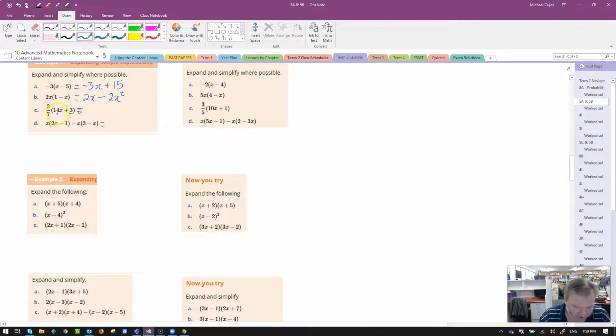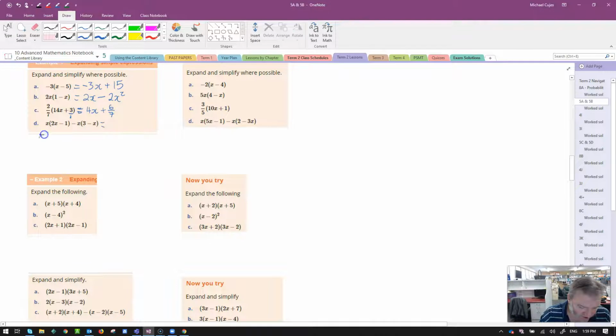2/7 multiplied by 14x. Remember, I can cancel. 7 goes into 14 twice, so that's going to make my life a little bit easier. So it's going to be 2 times 2x, which gives me 4x for the first term. 2/7 times positive 3. Nothing to cancel there, so top times top. 3 times 2 is 6. And 7 times, remember that 3 is over a 1, 7 times 1 is 7. So the answer to that would be 4x plus 6/7.